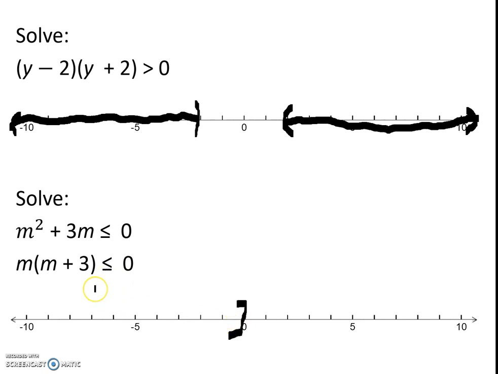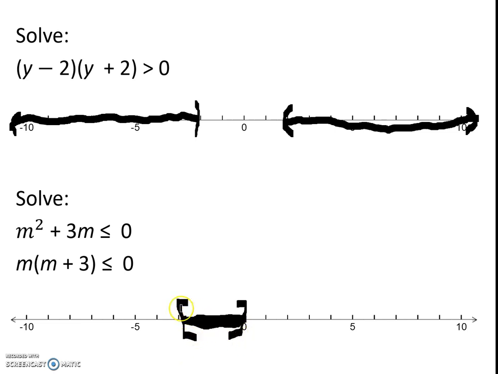The other point we have to look at is a negative 3, because m plus 3 would be 0 at negative 3. So I'm going to put a bracket here on negative 3, and we're going to test and see what works. Does a negative 2 work? Well, let's put it in and see. A negative 2 times a negative 2 plus 3. Yes, indeed, it does work. So the values for this solution are in between negative 3 and 0.